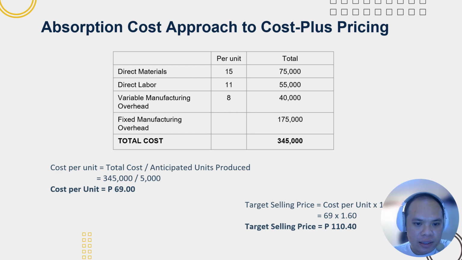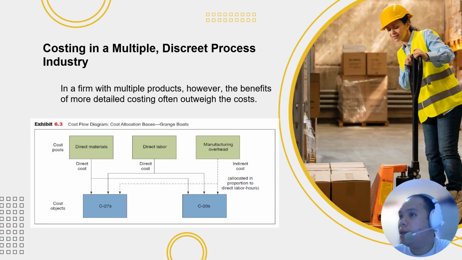Okay, next topic natin will be costing in a multiple discrete process industry. There are instances that the business will have multiple products. So it's very important that they know how much they will charge for the cost in every product. Kaya dili man pwede nga pare-pareho sila ng cost, because there are times na dili naman sila makaparehas. They will incur different costs. They will incur different materials.